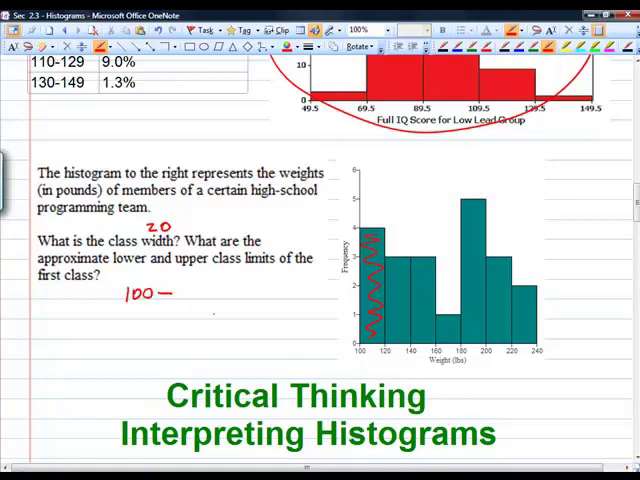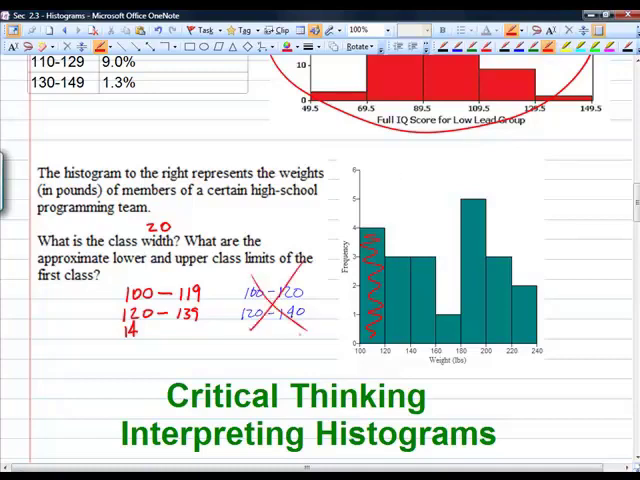The upper class limit would be not 120, but 119. The next class would then go from 120 to what? 139. Do you see why we couldn't use 120 and say that this first class here went from 100 to 120 and then 120 to 140? You can't do that. This is wrong. Why is this wrong? It overlaps.